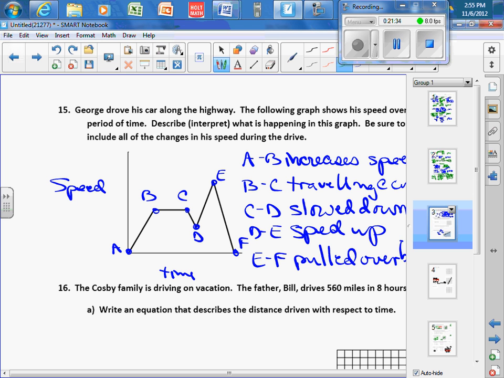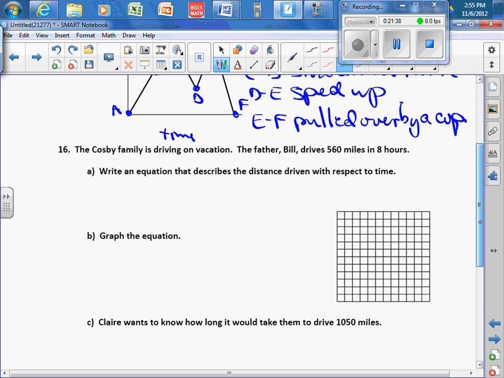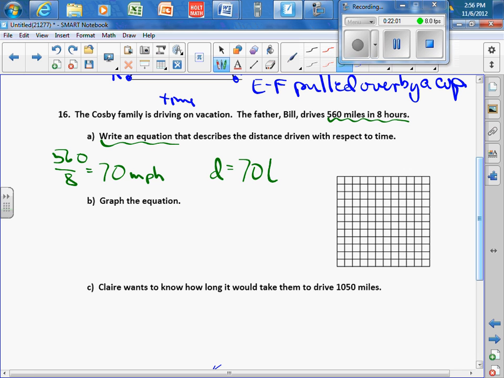Number 16. The Cosby family's on vacation. Father Bill drives 560 miles in 8 hours. Write an equation that describes the distance with respect to time. To write an equation, we need speed. Remember, speed gives you the slope, right? So 560 divided by 8, 70 miles per hour. So d is equal to 70t.